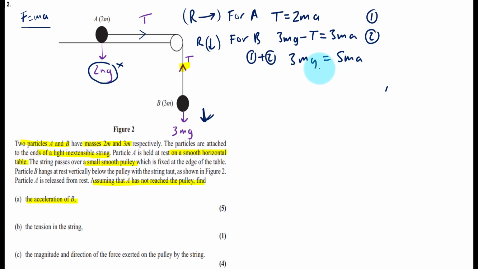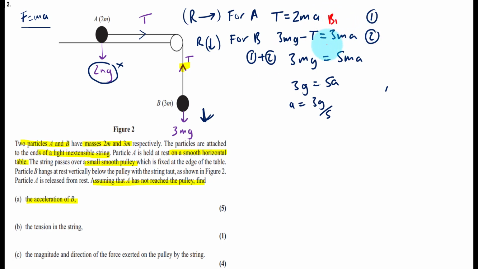Now, we can cancel out the m's. We get 3g equals 5a, so a must equal 3g over 5. So you understand where we're getting our marks from.